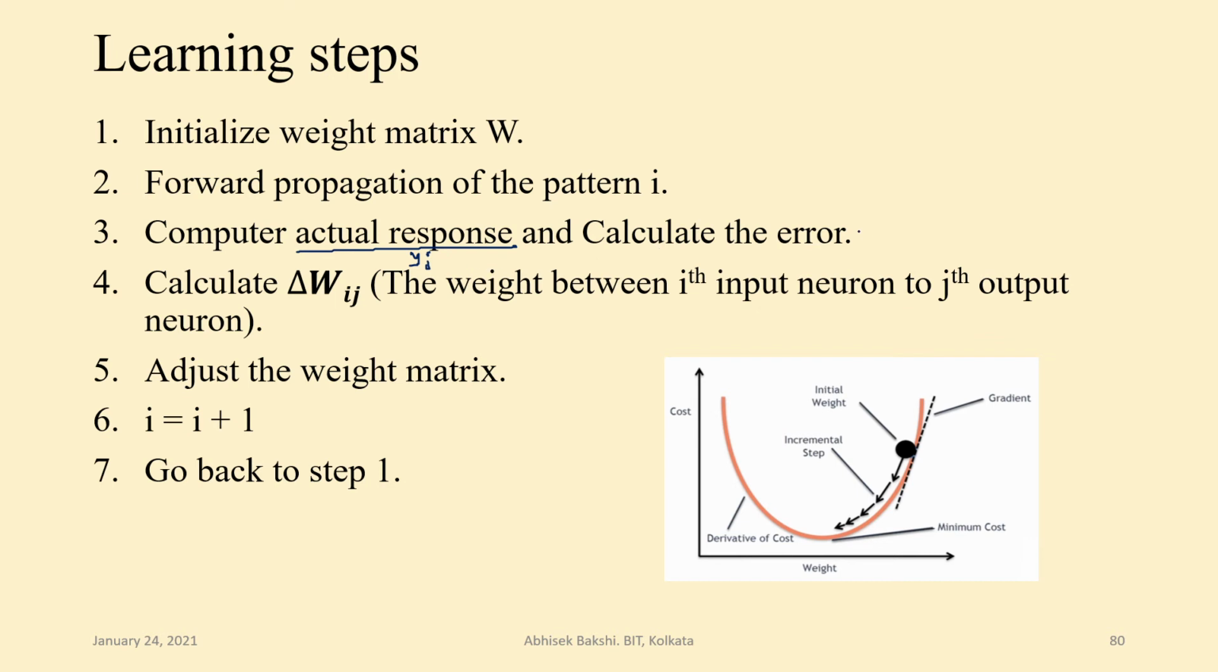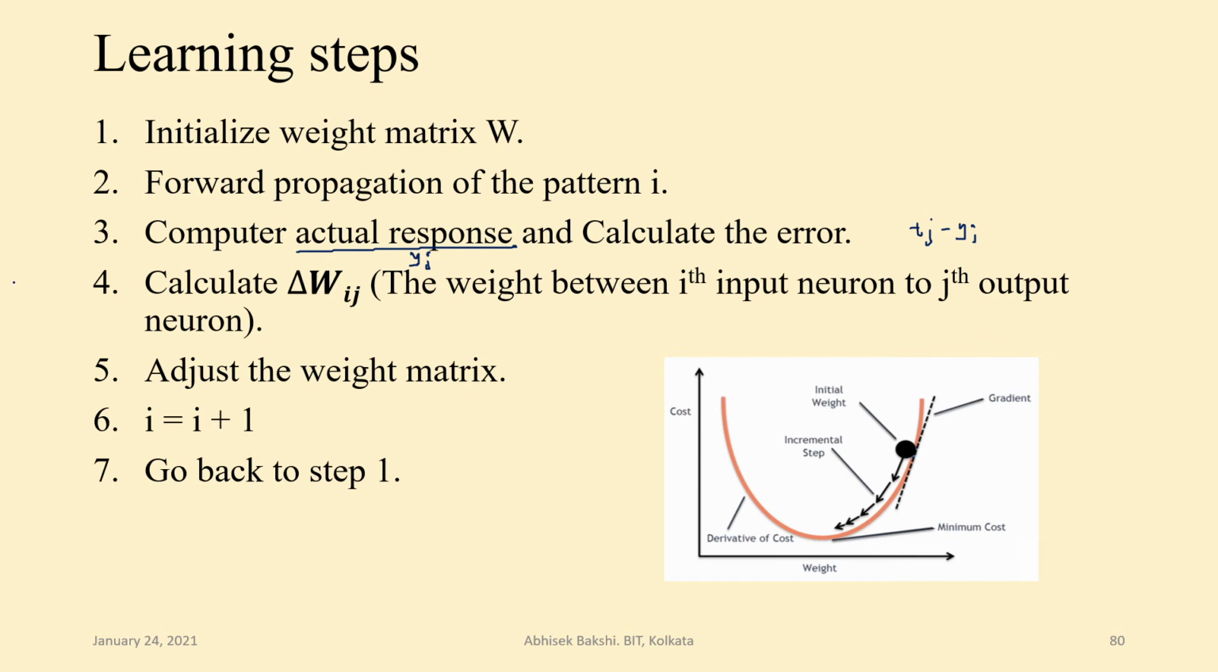and calculate the error. How is it possible? By tj minus yj that we have seen for various j's, right? So j is the number of output neuron in the output layer, and then calculate del wij, that is the weight between ith input neuron and jth output neuron. If you have followed my previous slides, the lecture from the very beginning, I hope now you can easily understand how we can calculate this del w. It's a very straightforward issue. And then adjust this weight matrix.